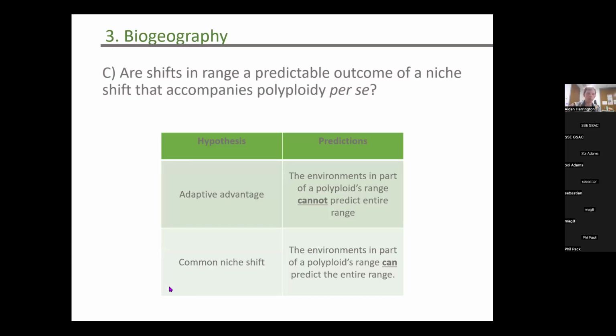So in terms of our hypotheses, we would predict that if that's not true, if in fact polyploids have some sort of adaptive advantage, then we would expect that environments in part of a polyploid's range cannot actually predict the entire range of that species, because it has been able to adapt to a diverse set of environments. Whereas if this common niche shift hypothesis is true, we would expect that environments in part of a polyploid's range can successfully predict the entire range.